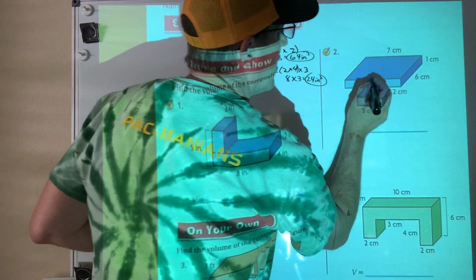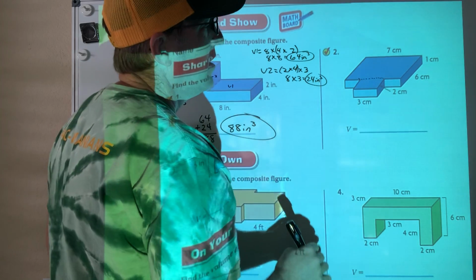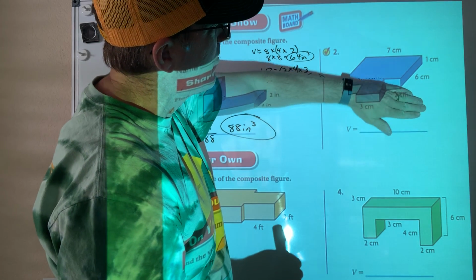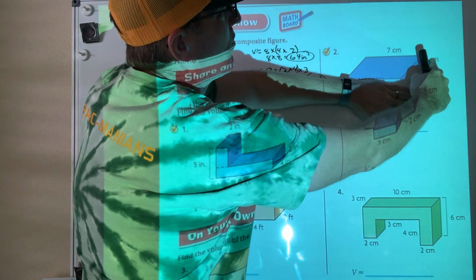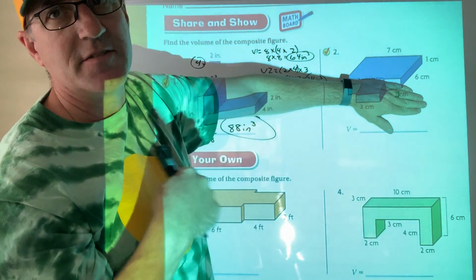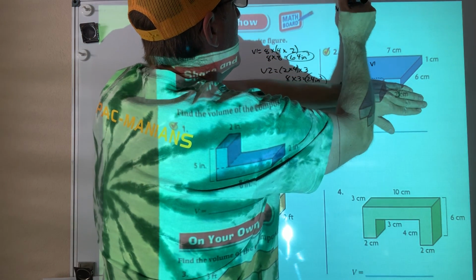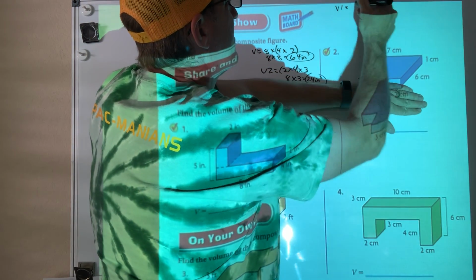Okay, this one, I'm going to draw a line right here and break off this top piece. Now I can tell by looking at this cube up here, I kind of put my hand over it, I've got 6 times 1 times 7. Even though my length is on the back side, it doesn't matter because the commutative property tells me I can multiply them in any way I want. So this is my V1. V1 equals 6 times 1 times 7.